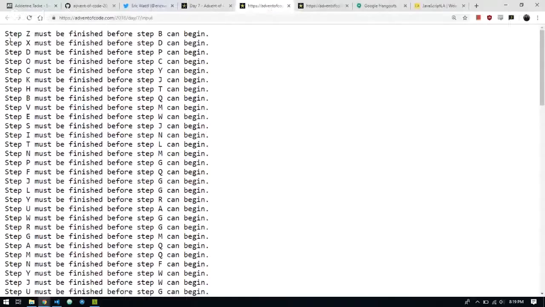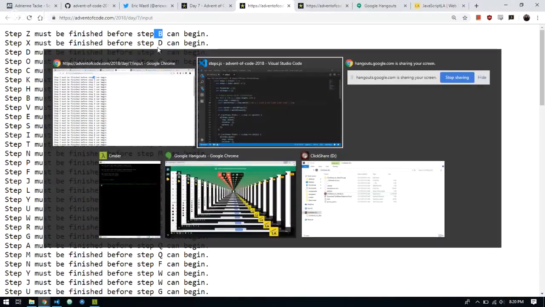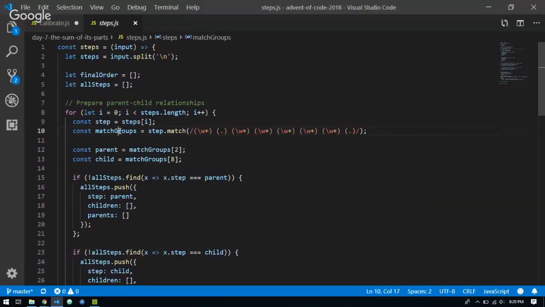Since each of these are pretty much the same except for the letters in the steps, I believe I was using a regular expression to capture the different parts of each step, pretty much saying the only things I care about are the letters. Z must be finished before B. X must be finished before D. Everything else, the "step must be finished before step can begin" text, I don't care about. So those are my match groups.